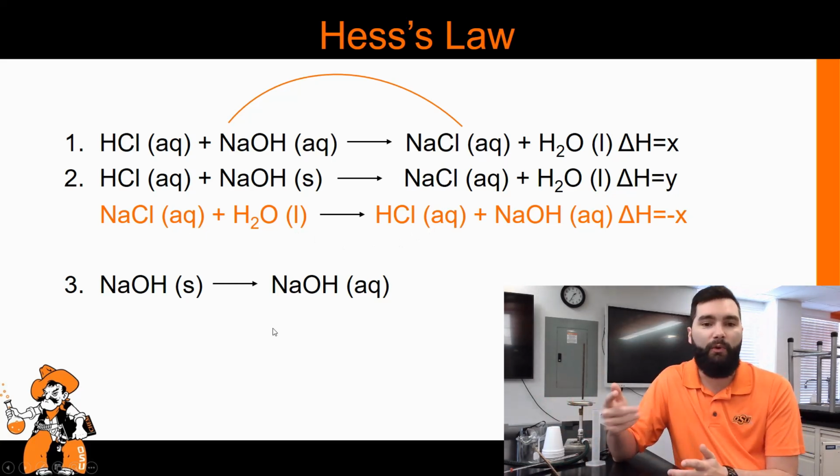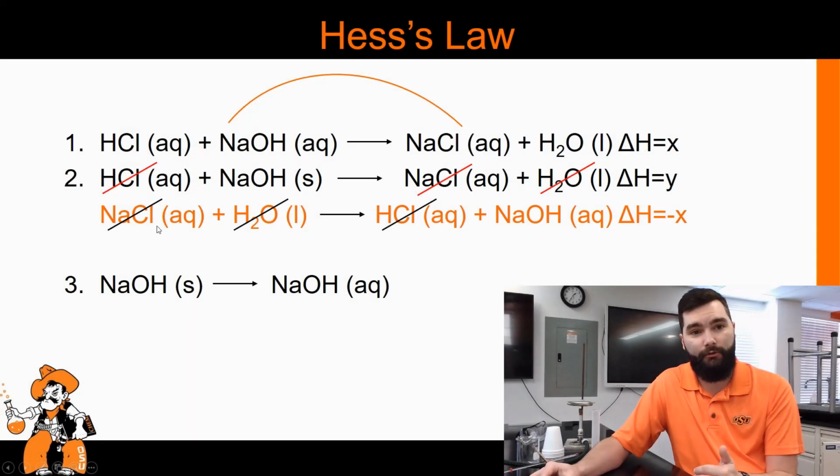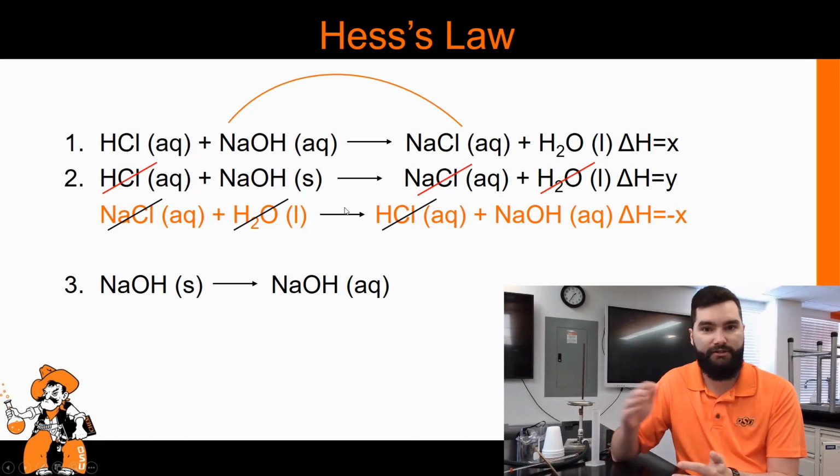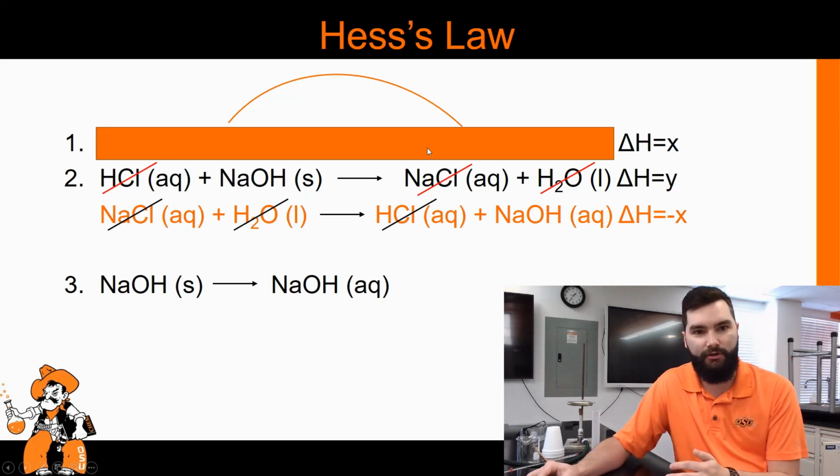Notice here, whenever we flip this equation, we also flip the delta H. So instead of being the positive value for this delta H, it's now the negative value. At this point, we can cancel out things that appear in the products and reactants side for our two equations, our second equation and the reverse of our first equation. At this point, we can completely ignore this first equation.